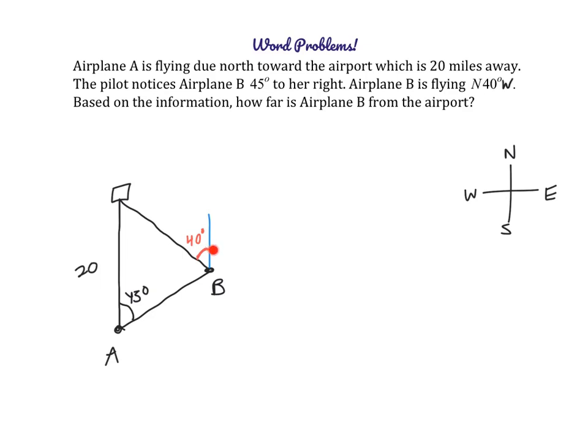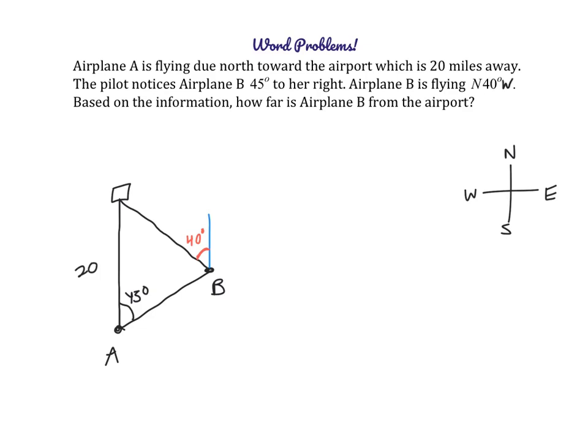So again, from due north, we go 40 degrees towards the west. So this angle is 40 degrees, not this angle. It's really important to note that. So based on the information, how far is airplane B from the airport? So we want to find this length.